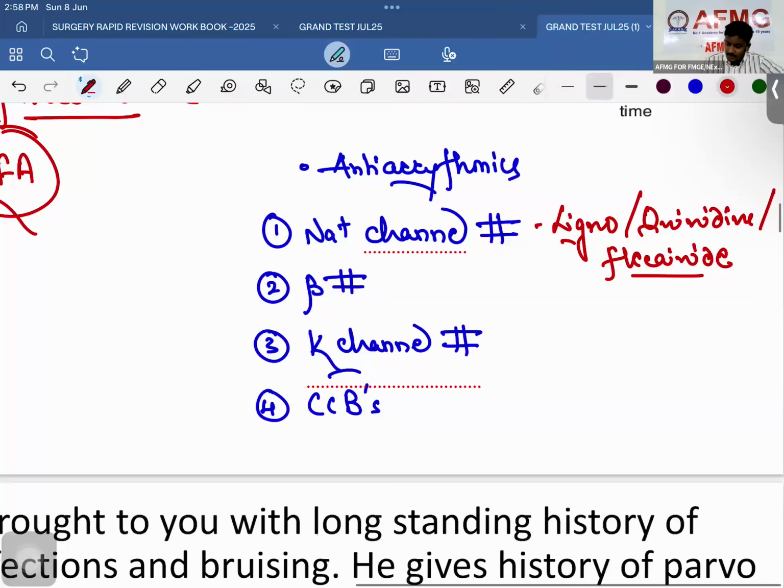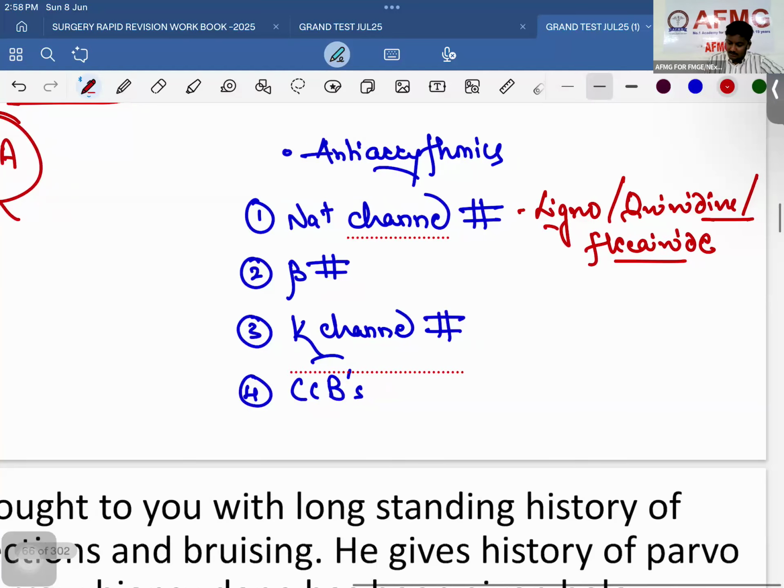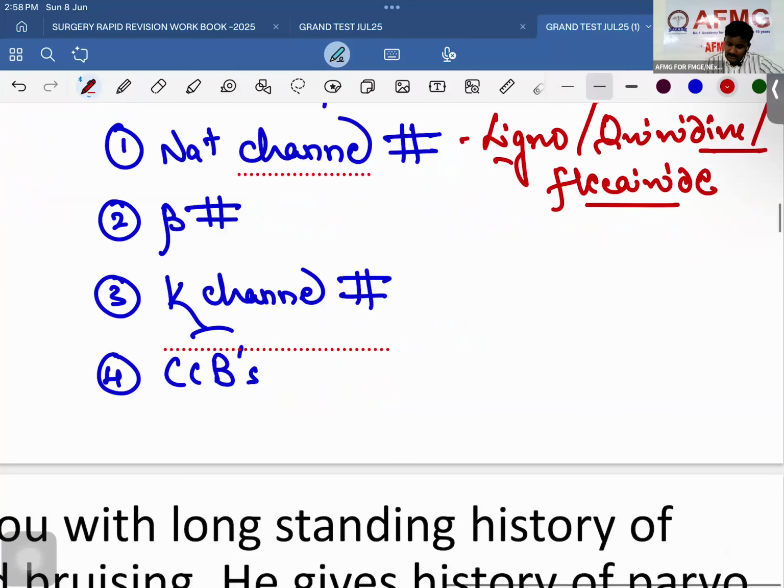ठीक है, याद रखना. Next, beta blockers: सबको पता है, all the drugs that end with -lol. There is only one beta blocker, beta, which is included in the potassium channel blocking category, and that is sotalol. Sotalol is the only exception, which is a potassium channel blocker mainly.